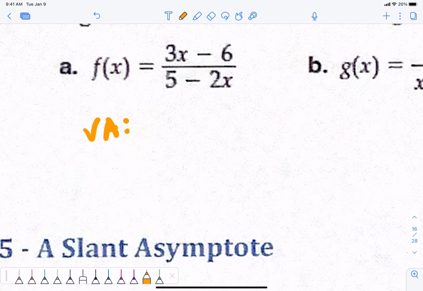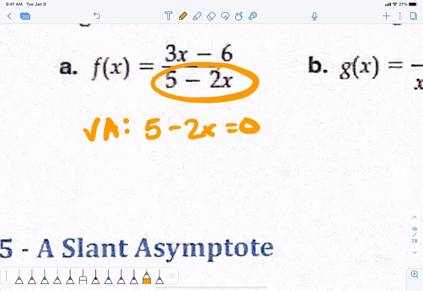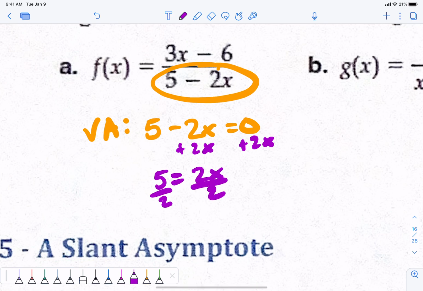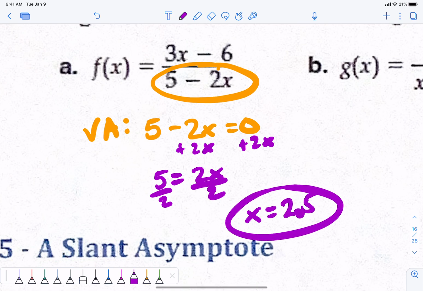Okay. So, we want to find the VAs, and the VAs occur where the domain errors occur, which is where the bottom is zero. Can you do that math in your head? Like to figure out what x can't be? So how do I do it? Set it equal to 0. 5 minus 2x equals 0, and then do the math. I'm going to add the 2x over rather than subtracting the 5. So 5 equals 2x. Divide by 2, x is 5 over 2 or 2.5. So I have a VA at 2.5. Make sense? If you can't do the math in your head, just go ahead and set the denominator equal to 0. That's where the VA is.